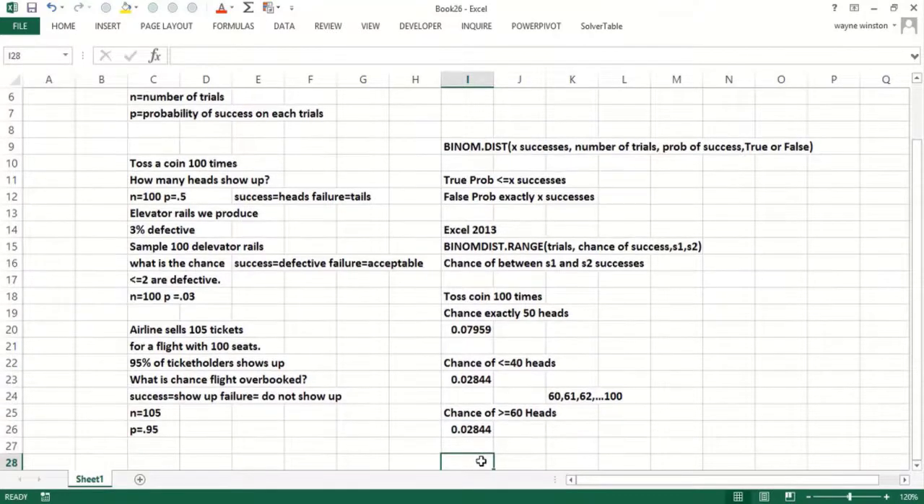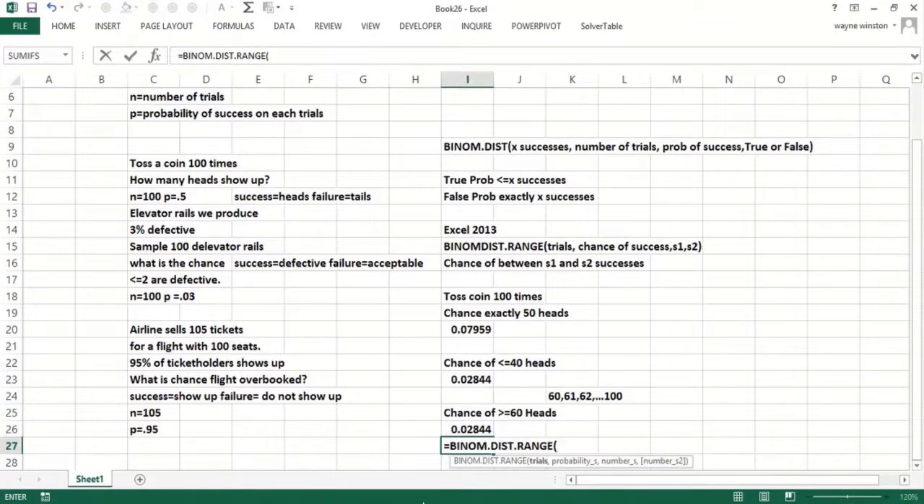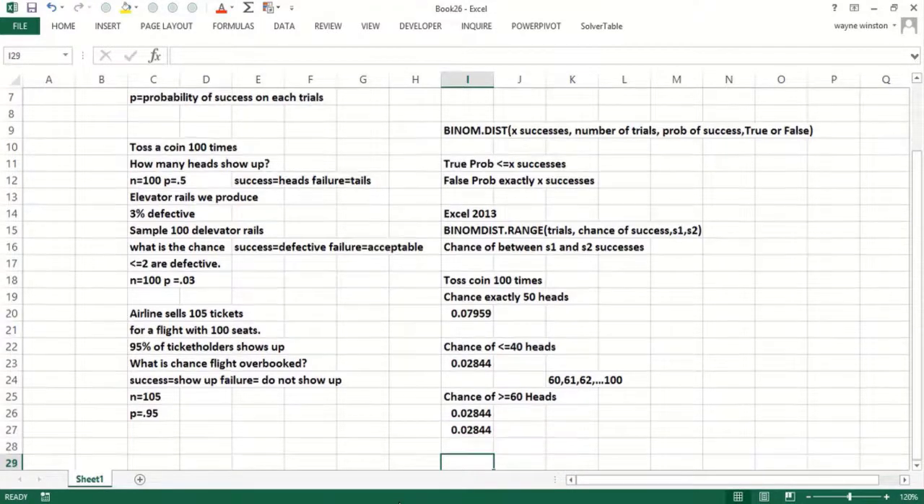But a much easier way to do that is if I have that Binom.DIST range in Excel 2013. So I say 100 trials, 50% chance of success, and the chance of between 60 and 100 successes. Same answer. Okay.